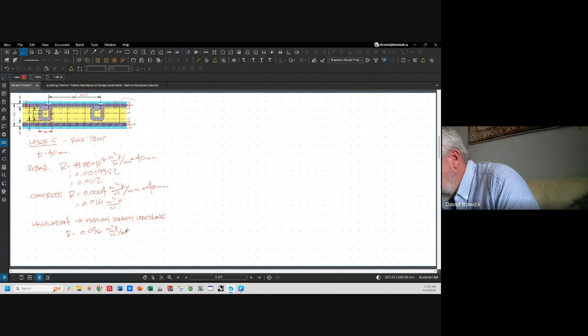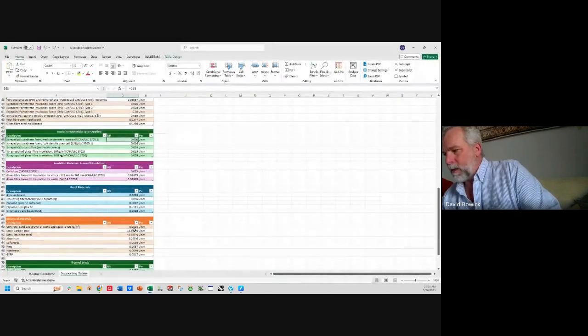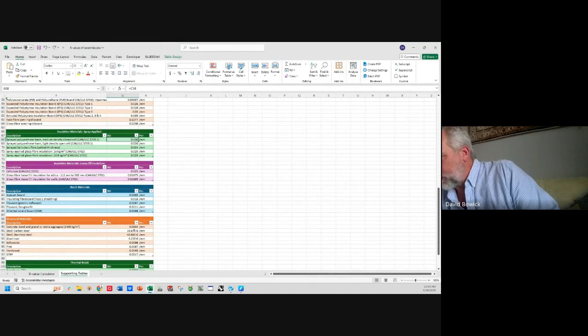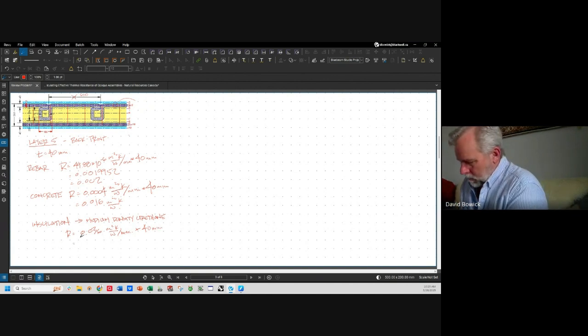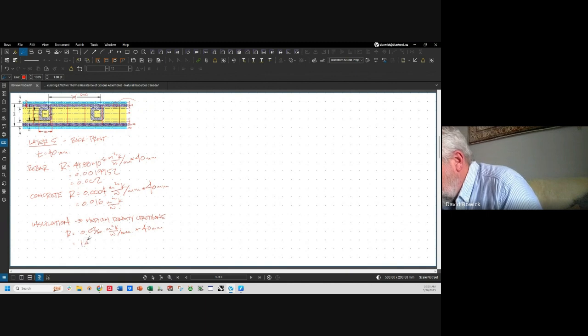Per millimeter. Okay, so I'm going to flip back here. Look, you can see that my per is per millimeter. It's not per each, per millimeter. So it's 0.036 times the thickness, which is 1.44 meters squared degree Kelvin per watt.